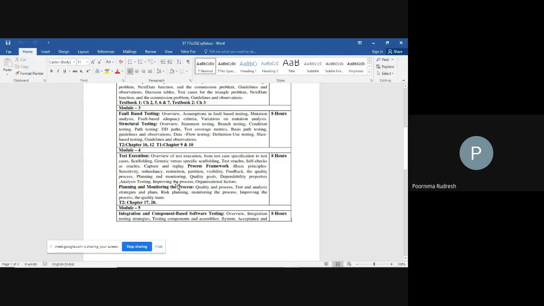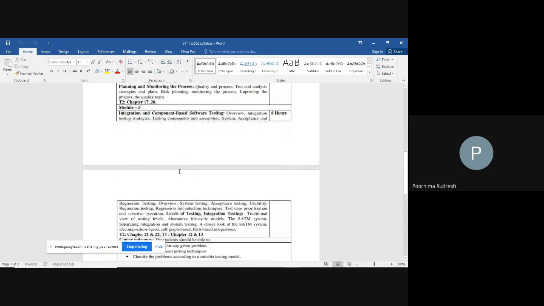Next we'll move on to module 5. In module 5, you are going to study integration and component based software testing. In this module, you are going to study what integration testing is and what the different integration testing strategies are, testing components and assemblies. And you are going to study regression testing, and what system testing, acceptance testing, and usability are. So you are going to study different testing techniques here.